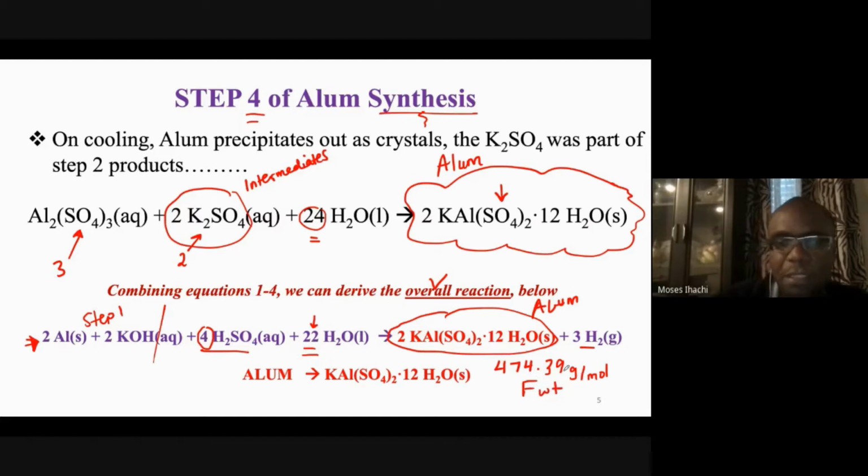So we can now start doing the math to find the theoretical yield. And of course, to find the theoretical yield, you need the limiting reactant. The limiting reactant will be the one that will be completely used up after these 4 steps are done. That's going to give you the theoretical yield. So let's go to your report.